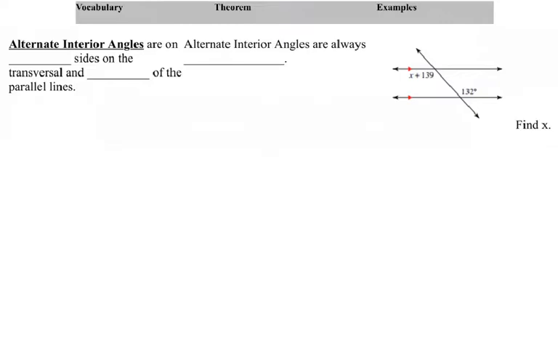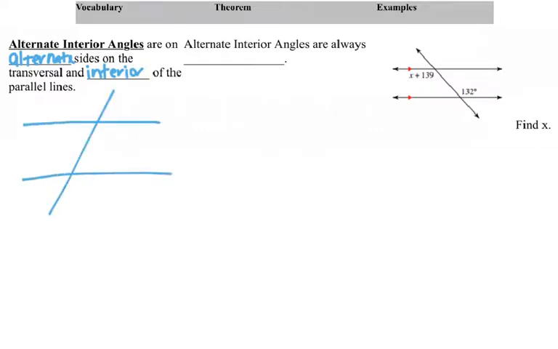Alternate interior angles are on alternate sides of the transversal, and they're on the interior of the parallel lines. So here's two parallel lines. Here's my transversal. 1 and 2, they're on alternating sides of the transversal, but they're inside the parallel lines, so those would be alternate interior. And then also 3 and 4, they could also be, because they're on alternate sides, but they're on the interior of the parallel lines. So alternate interior angles are always congruent. They're always going to be equal to each other.